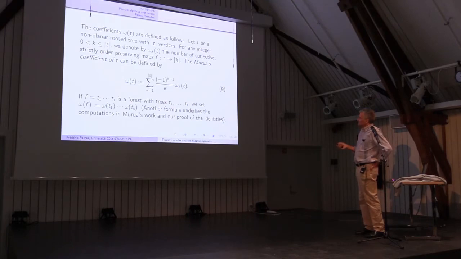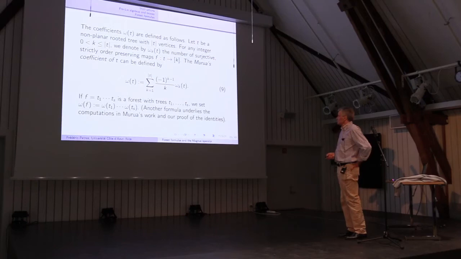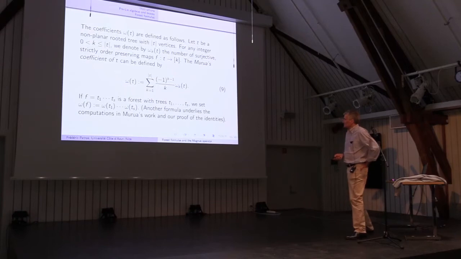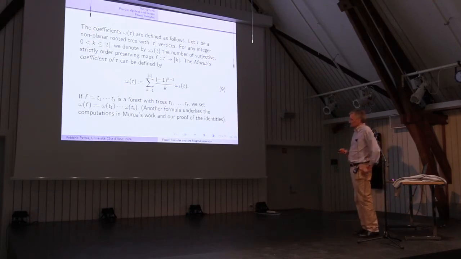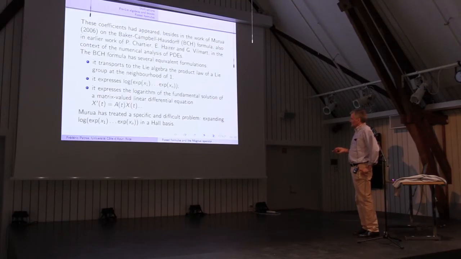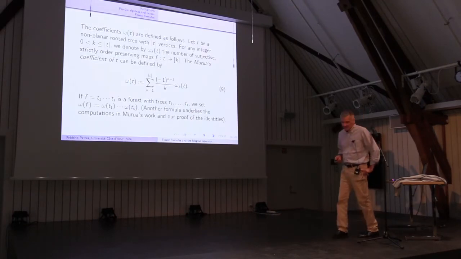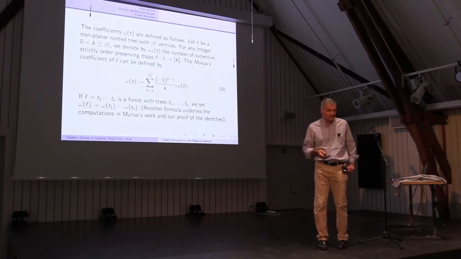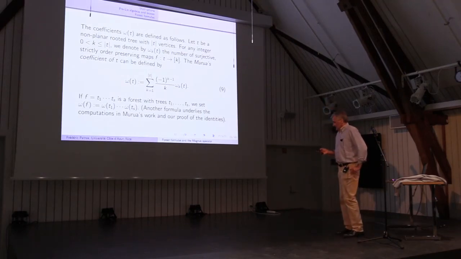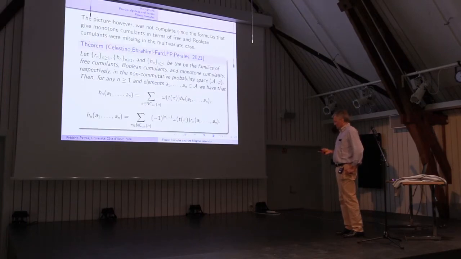If you have a non-planar rooted tree with t vertices, then the coefficient is defined that way, where omega indexed by k is the number of surjective strictly order-preserving maps from the tree to the set of the first k integers. The interesting point is that this coefficient is of logarithmic type, and we will see that one reason why the coefficient has this shape is precisely because there are some logarithm computations involved in obtaining the formulas we got.